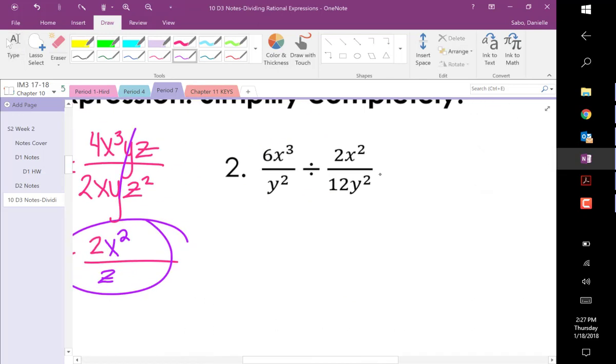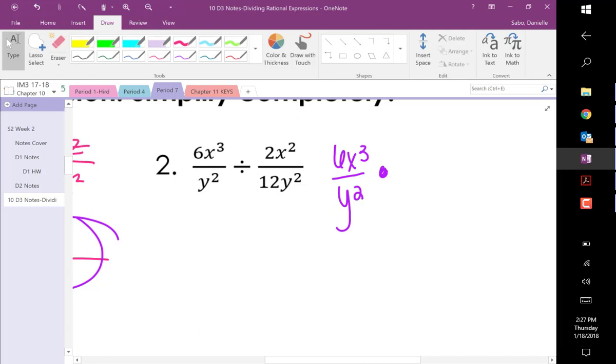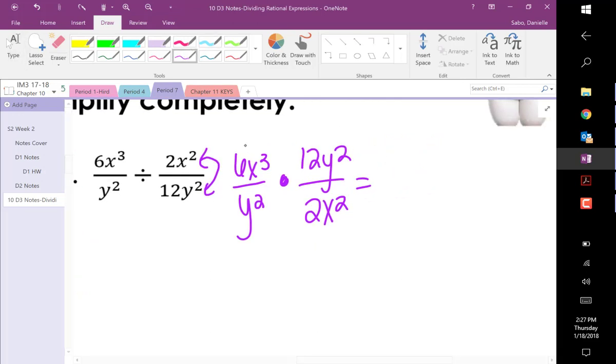Okay, you did the keep, change, flip. So you went 6x cubed over y squared. I changed it to multiplication, and then I flipped the second fraction. So I have 12y squared all over 2x squared. When I multiply straight across, I get 72 x cubed y squared. Okay, because look, 6 times 12 is 72. X cubed and y, you can't multiply them because they're different. So you just write them out.